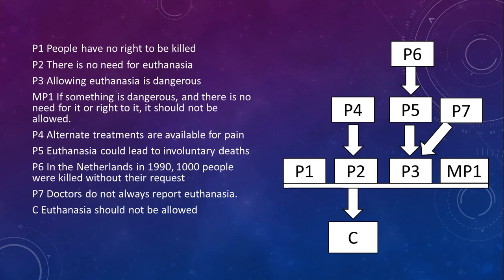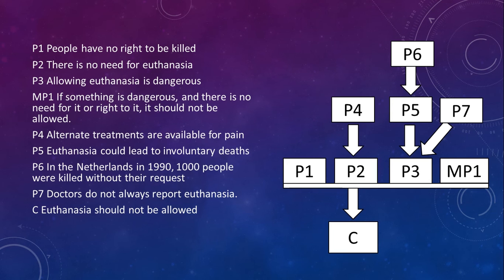So, three major premises and a missing premise. There's no right to be killed, there's no need for it, and it's dangerous. I think those are the three major strands of argument. And then little bits and pieces were added in as evidence for those things. Like alternative treatments are available is evidence for there's no need. And you can imagine other pieces of evidence for that premise, right?